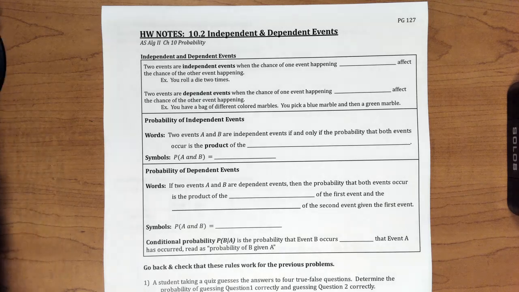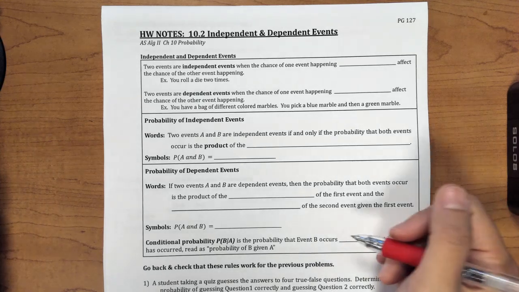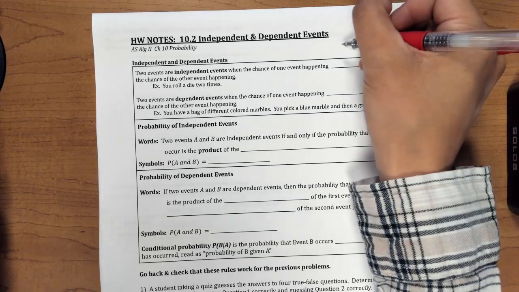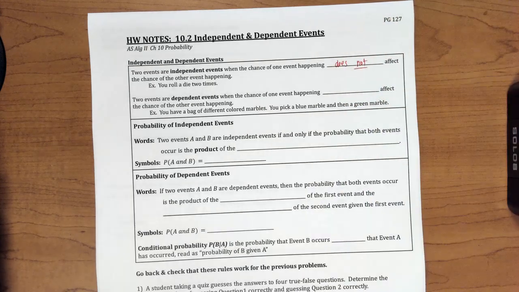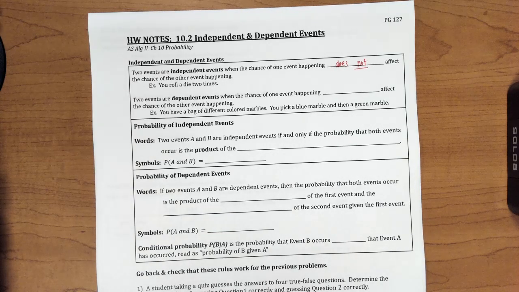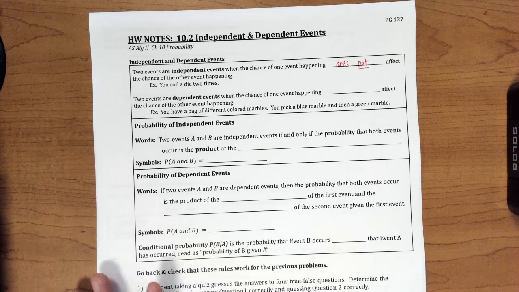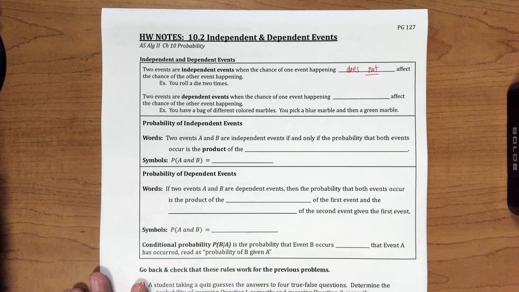Events are independent events when the chance of one event happening does not affect the chance of another event happening. For example, you roll the same die, but you roll it 2 times, right? So the first roll does not affect the second one.